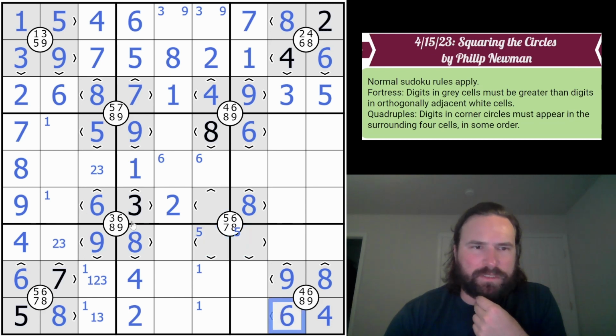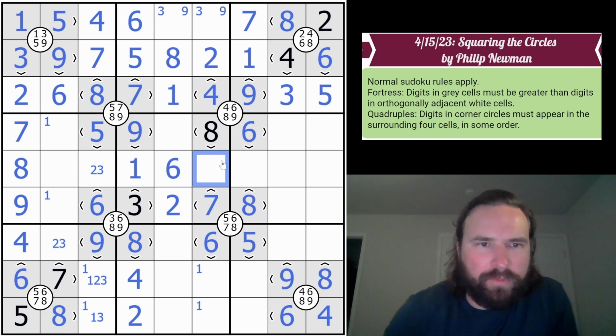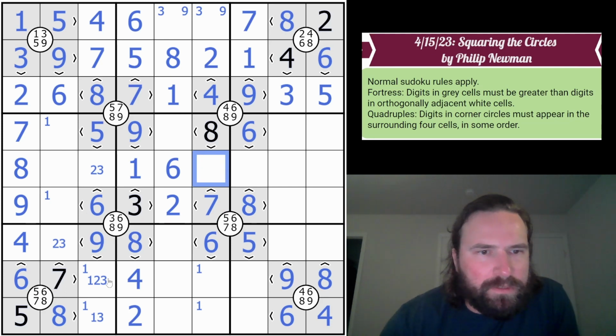This can't be a 6 because of this 6. This can't be a 6 because of this 6. We need a 6 here. This one's going to be a 6, which is going to make this a 5. Which is going to make this a 7. And all of the gray boxes are filled. And I think this should crack it open. I'm hoping. Come on.